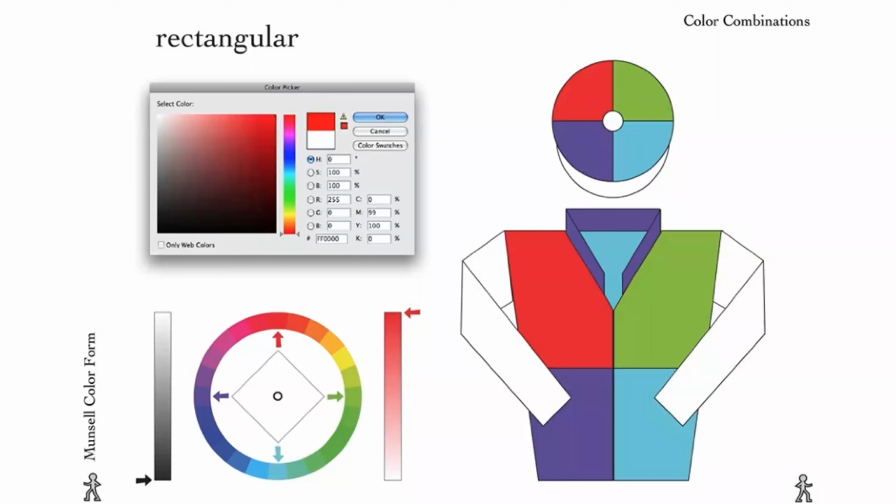Then you could be rectangular, which is 90 degrees apart. And can anybody tell me what that looks like? Whose logo? Windows. There you go. All right. Who was that? All right. Thanks, Mama.